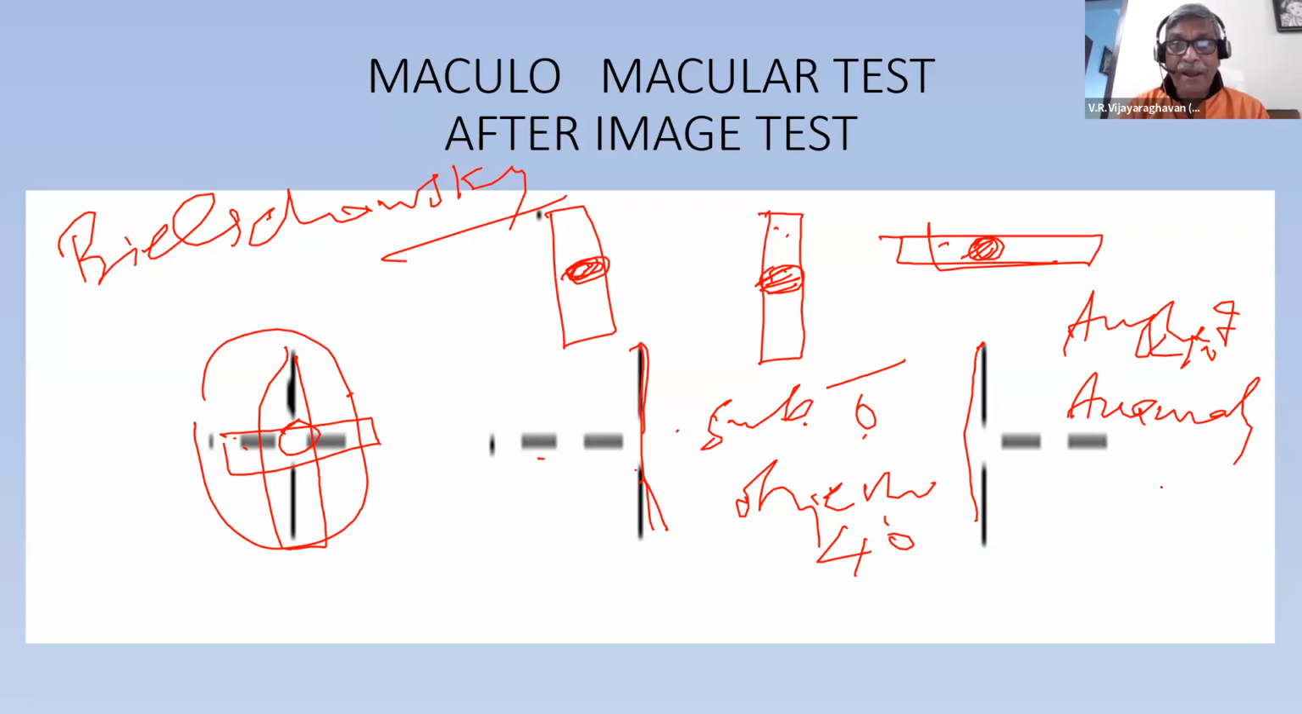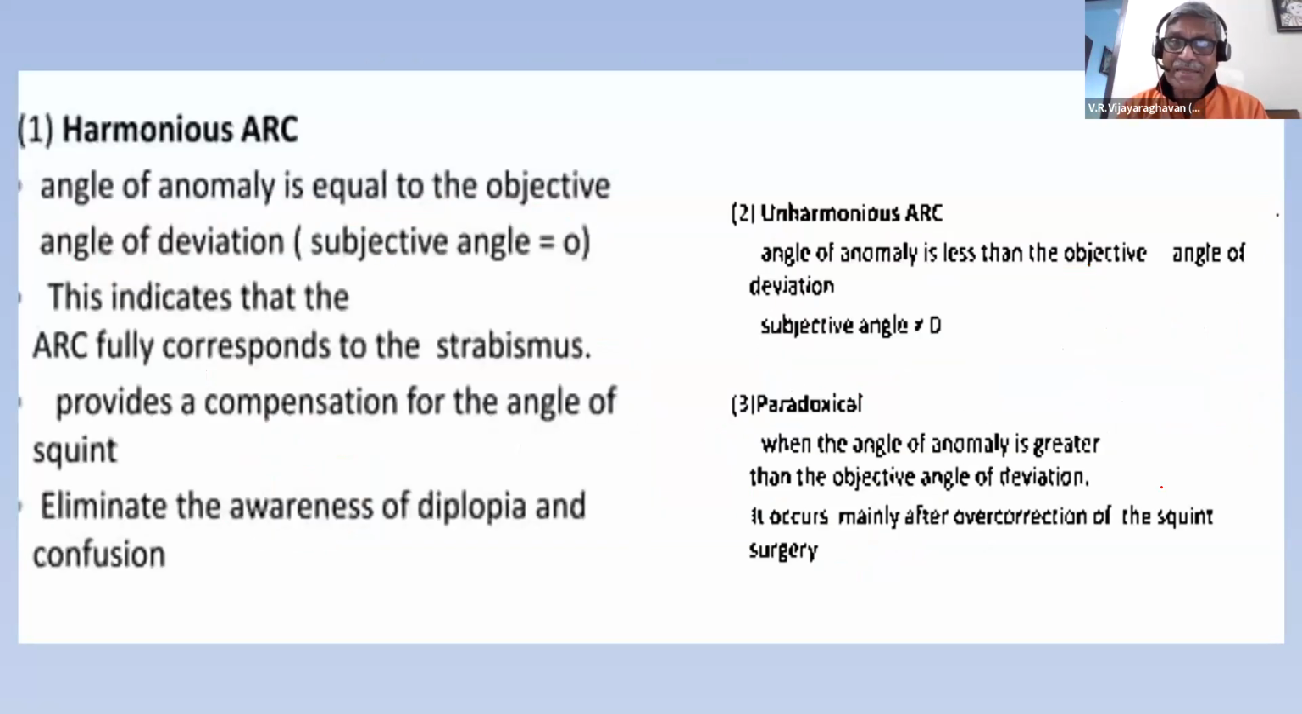This is called harmonious ARC. What is harmonious ARC? It fully corresponds to the strabismus and provides a compensation for the angle of deviation. That is, the angle of anomaly is equal to the objective angle. I told you that's called harmonious. What is non-harmonious? In the second case, I told you the subjective angle is 10. It's not 0. That means the angle of anomaly, the difference between 40 and 10, is 30. The angle of anomaly is not equal to the objective angle. The objective angle is 40, the angle of anomaly is 30. It's not equivalent. So naturally it's called non-harmonious or unharmonious.